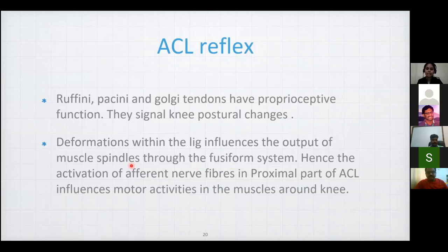ACL reflex, this is a very important phenomenon while knowing the biomechanics of the ACL. So the receptors that we have seen before, the Ruffini, Pacini, and Golgi tendons, have proprioceptive functions. So proprioceptive training is one of the basics after ACL injuries.